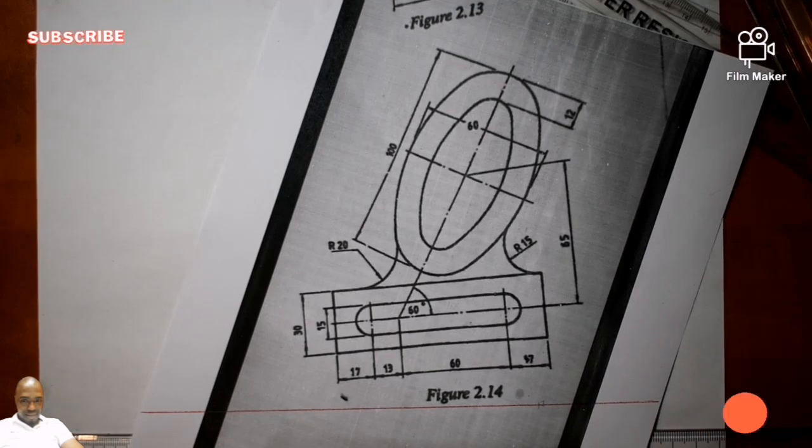1 is to 1. So the fact of the matter is that you have to draw this the way you see it, just exactly the way you see it, you understand? But using that particular scale.